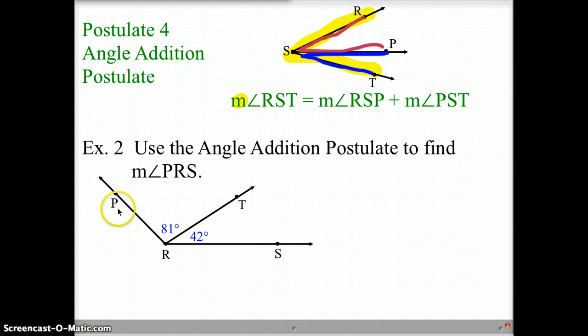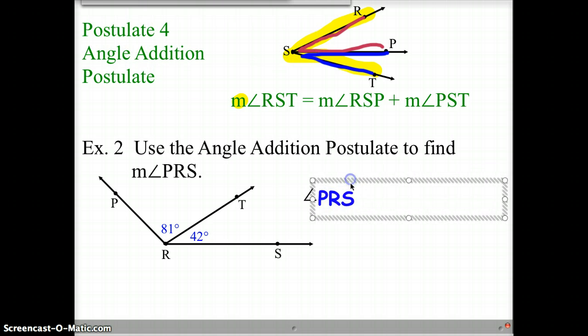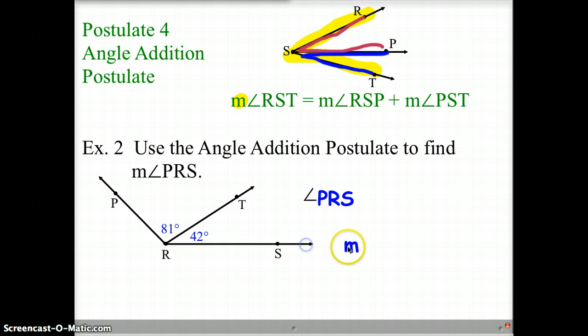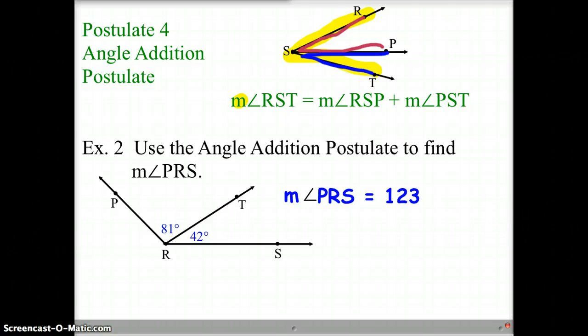For example, if angle PRT is 81 degrees, angle TRS is 42 degrees, we then know that the larger angle, angle PRS, that the measure of that angle is going to be equivalent to, let's see, 81 plus 42, let's see, 2 and 1 is 3, 8 and 4 is 12, so that's 123 degrees.